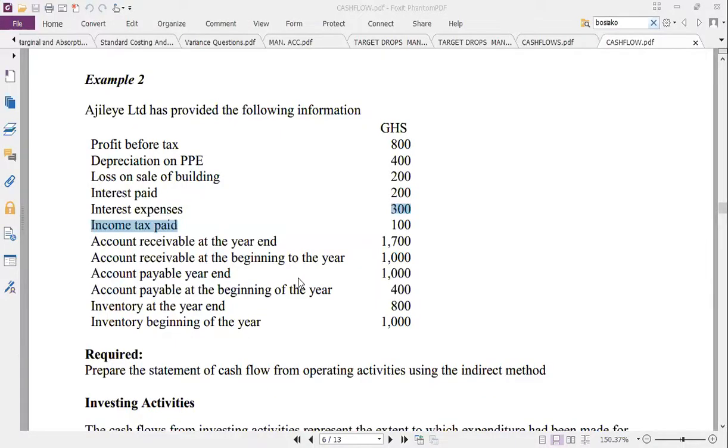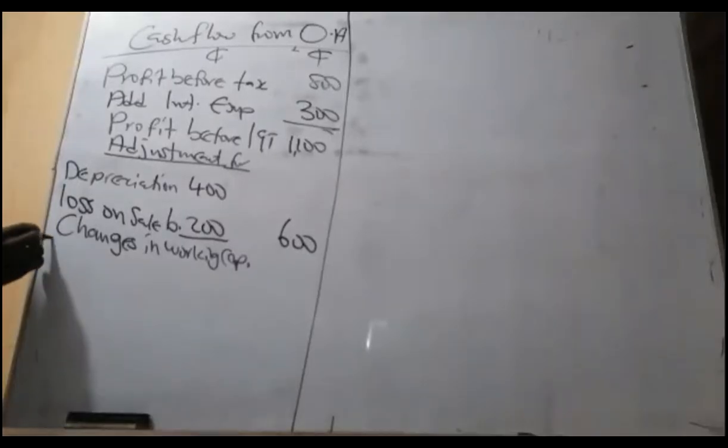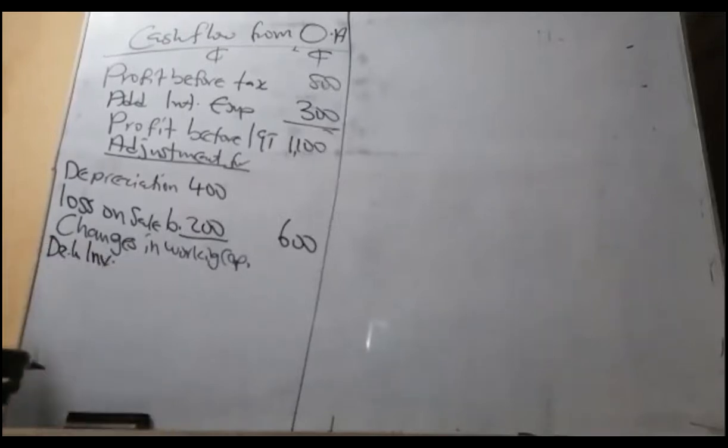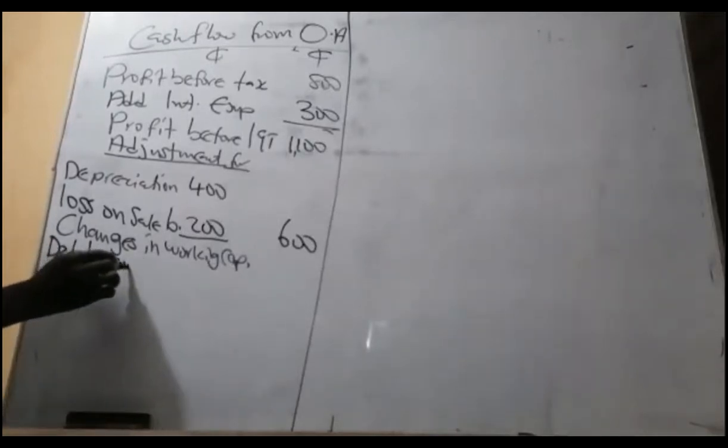So if you look at inventory, let's see whether it has increased or decreased. Please check it first before you write it. So inventory at the year end is what? 800. At the beginning is what? 1000. So the inventory has what? Decrease. So decrease from where? 1000 to 800. So tell the examiner that decrease in inventory. Decrease in inventory.